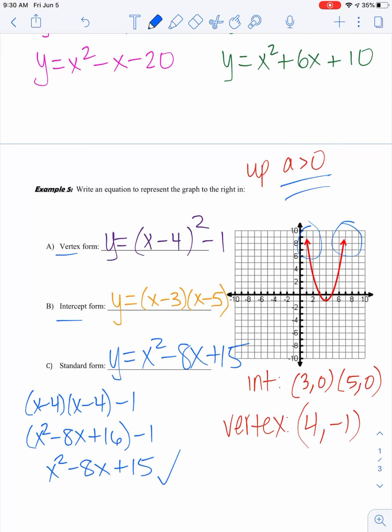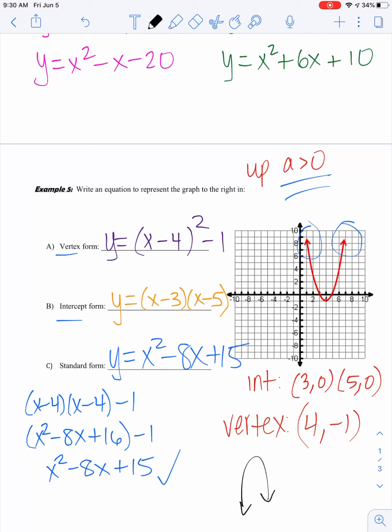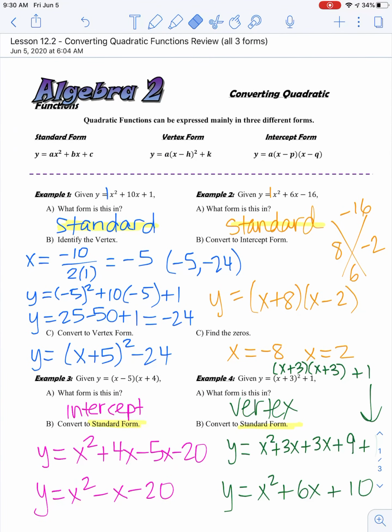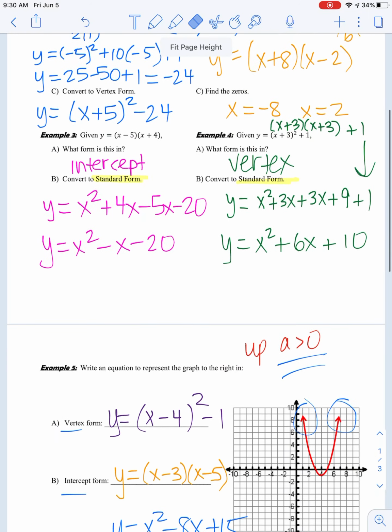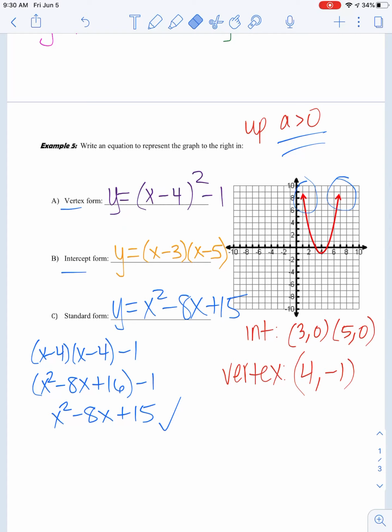What you should be careful about is that if you had a graph that was opening downward, then remember your lead coefficient would be negative. Okay, but in this one it was opening upward, so it's positive. And it's not wider or narrower at all, it goes up 1 over 1, so we know that a is just a 1. All right, so this concludes our lesson on converting quadratic functions from one form to another. And then we also had this final example on writing all 3 forms out given a graph.